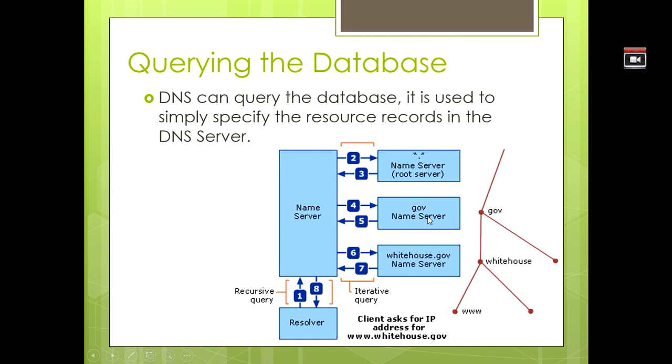Now the next part is the name server. So .gov. Is .gov there? Yes, there is. So the third part comes to whitehouse.gov. Does the name server have whitehouse.gov? Yes, it does. So then my name server is going to send a recursive query.